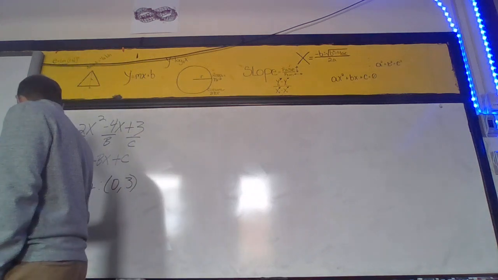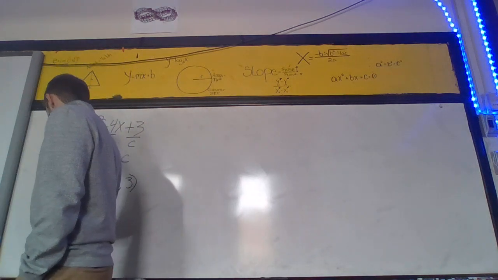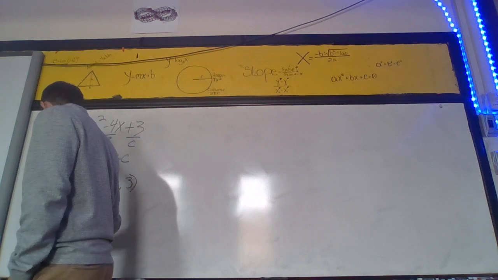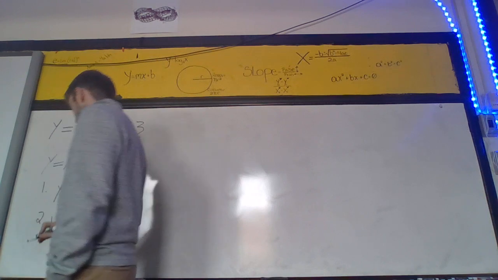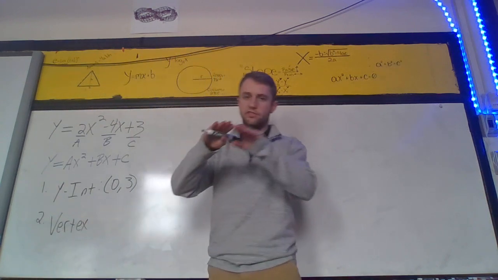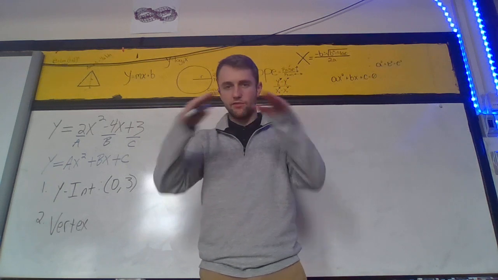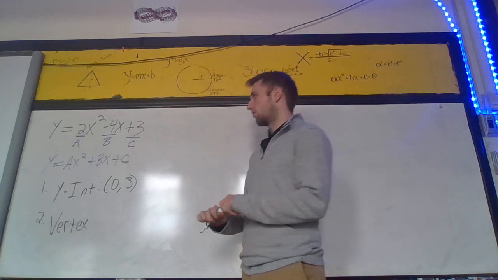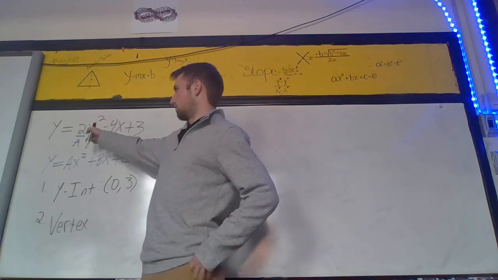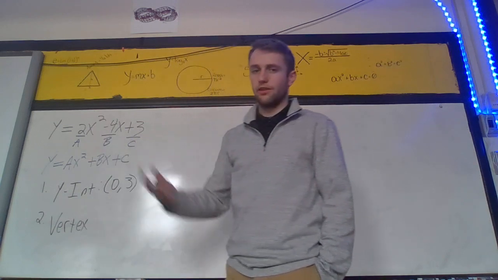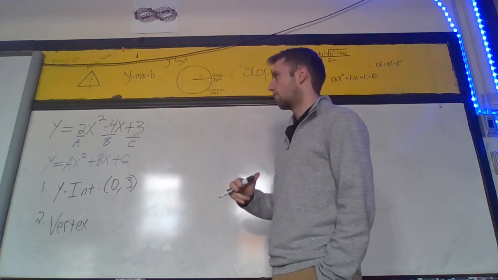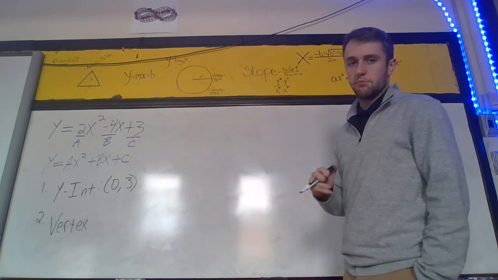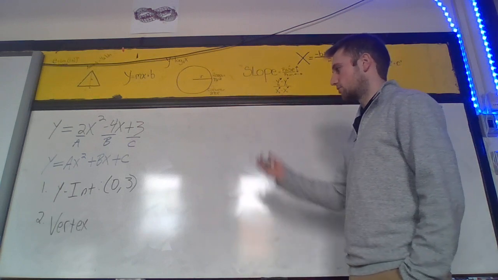The second thing that I want to do is find my vertex, because this is going to be a curling graph. It's either going to be curling infinitely down, or curling infinitely up. Based on our leading coefficient, we know that this is going to be curling infinitely upward. Our leading coefficient is 2, a positive value, greater than 0, so it's going to curl upward.